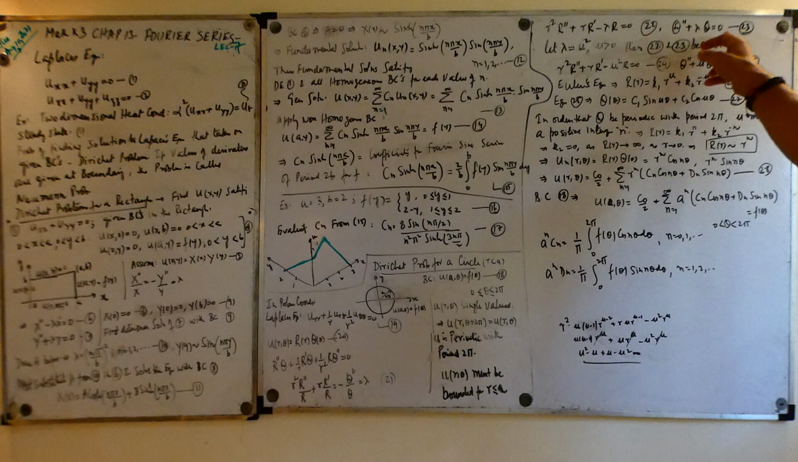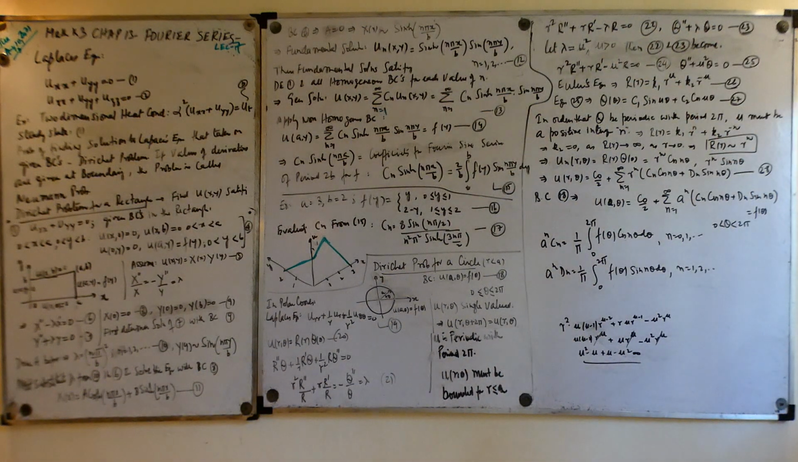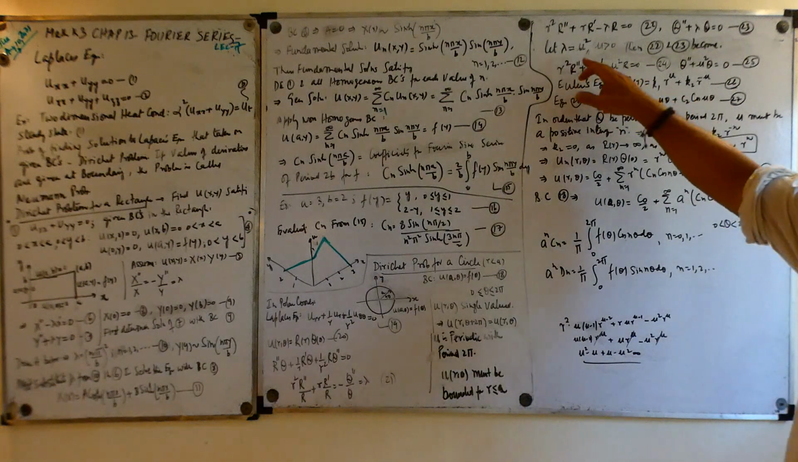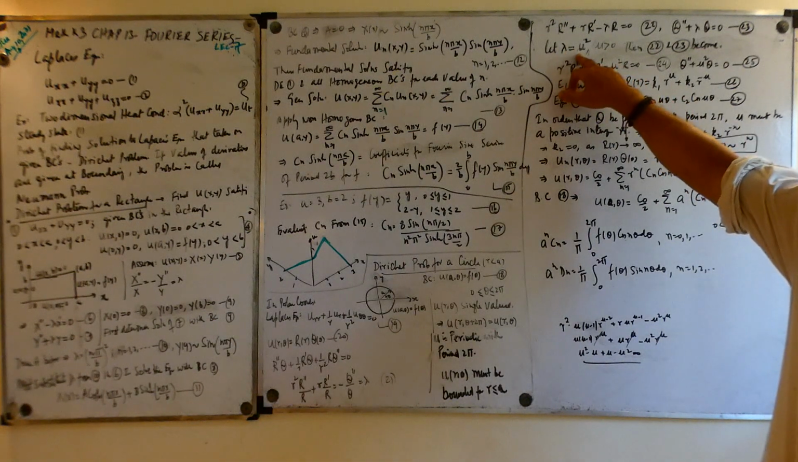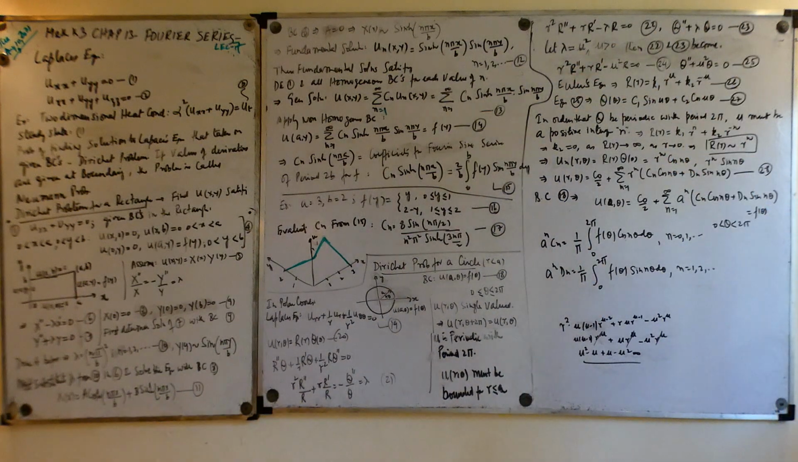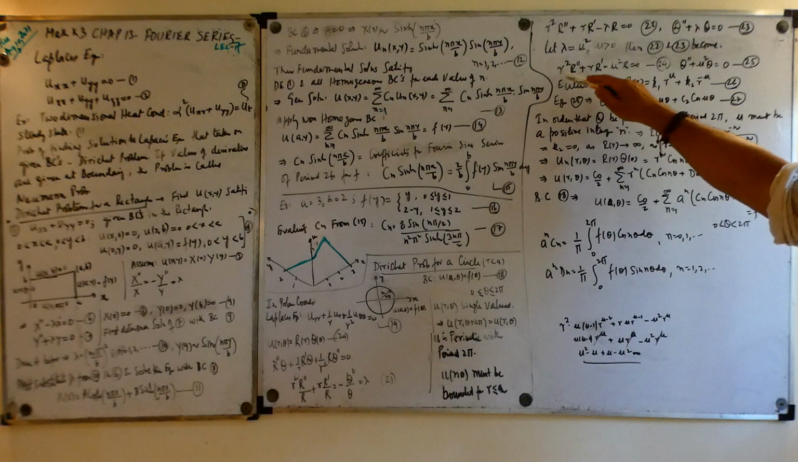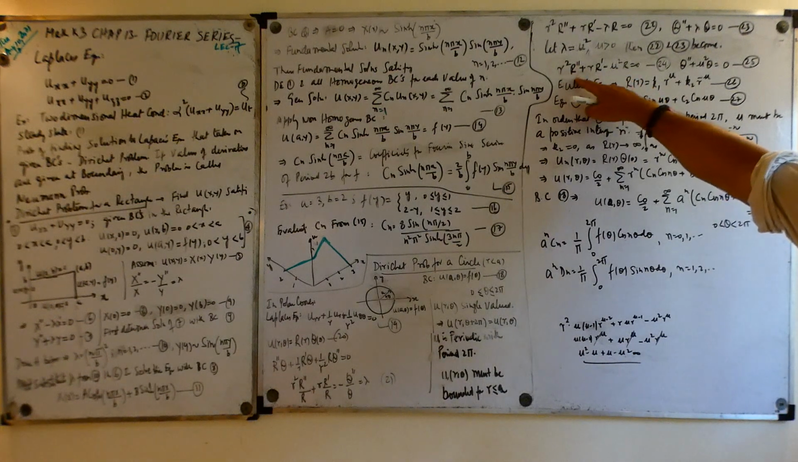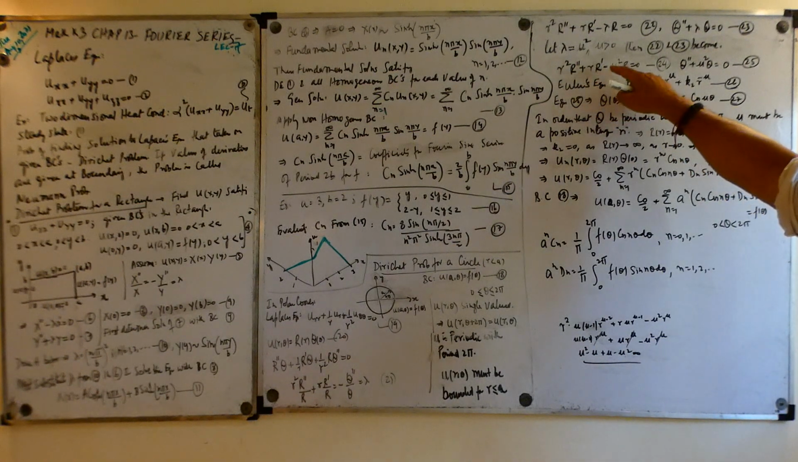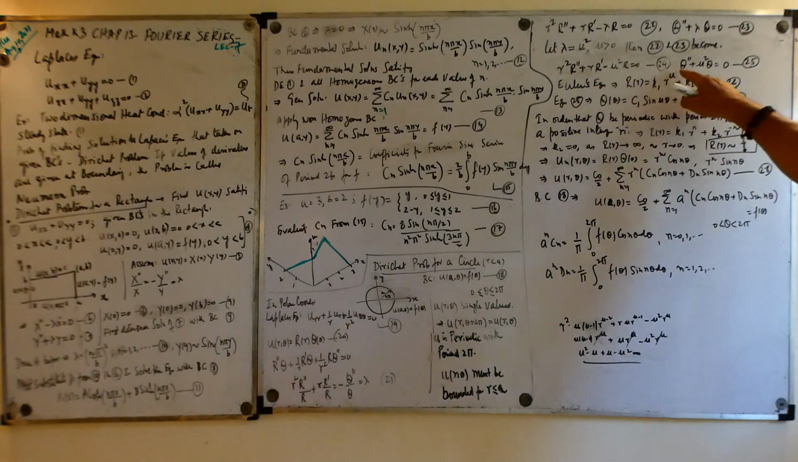So I have these two equations, one for capital R, the other one for theta. I'm saying that, okay, let lambda equal some quantity mu squared, where mu is a positive number. Then these two equations, 22 and 23, become, if I substitute this, obviously, R squared R double prime plus R R prime minus mu squared R equals 0, that's my 24, and there's going to be theta double prime plus mu squared theta equal to 0.